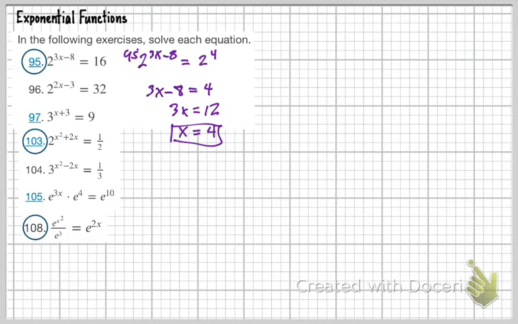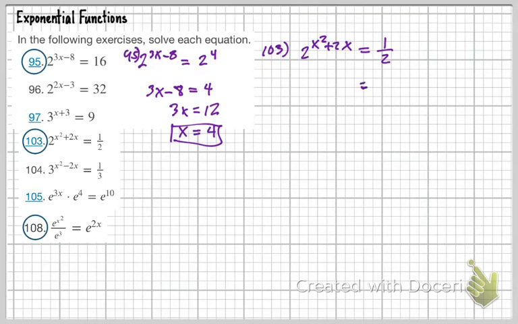So now let's try the next one here. So again, the same idea applies here. So this one is 103. Okay, and I'm just going to write it out over here. 2 to the x squared plus 2x equals 1/2. Now again, since I have a base 2 here on the left side, I'm going to try to get the right side in terms of a base 2 as well.